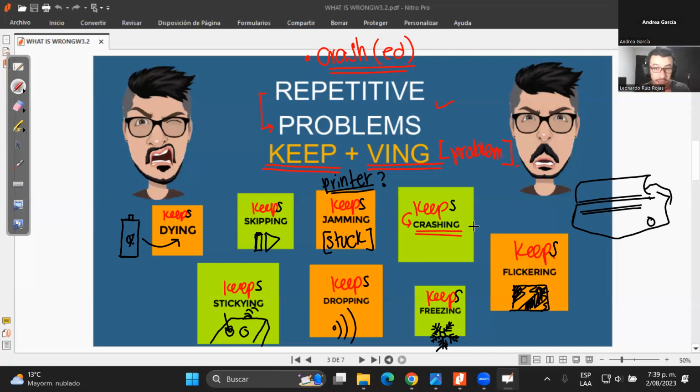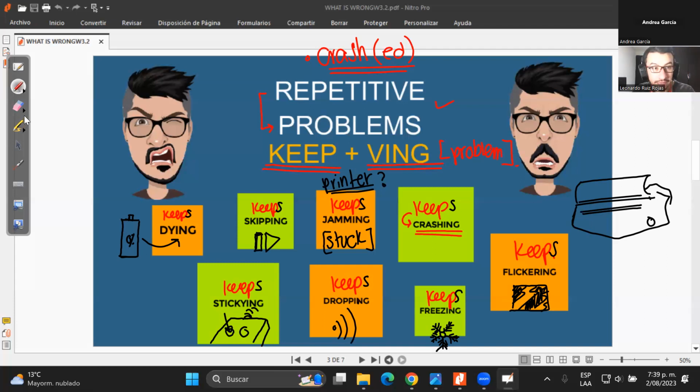Keeps crashing, completely stops working. Keeps flickering, the image, no? The image starts like cha cha cha cha. Keeps freezing, the image gets like congelado, right? Keeps dropping, the signal of the Wi-Fi, the signal of the internet, the signal of the telephone service. And keeps sticking, como que se queda pegado. Maybe a button, maybe a click, maybe something like that. How do you feel, André? ¿Mejor? Sé que es muchísimo vocabulario, but don't worry, it's fine. Yes, teacher, better. Very, very good.